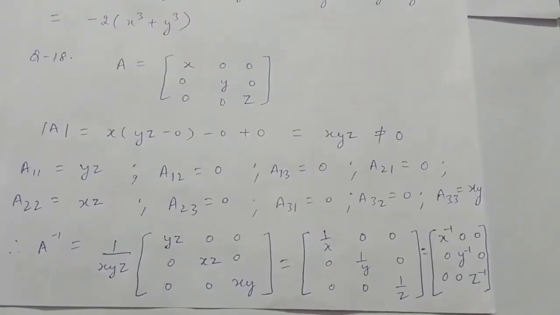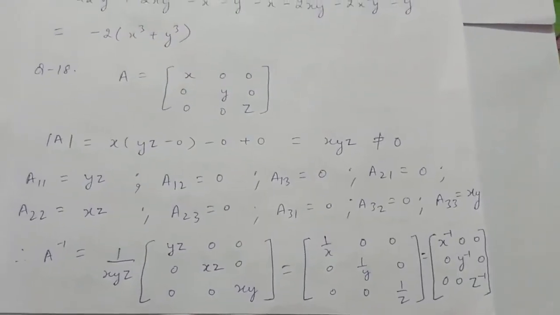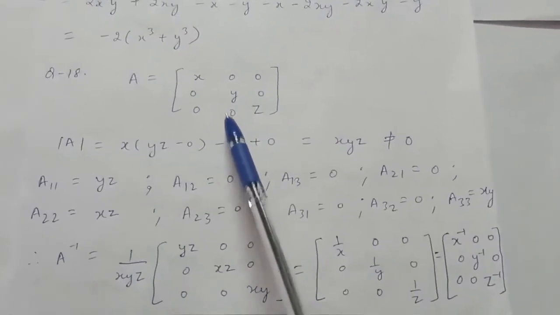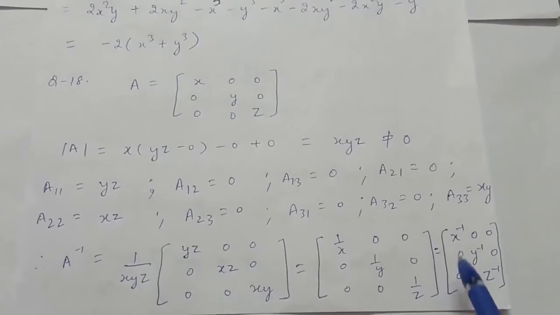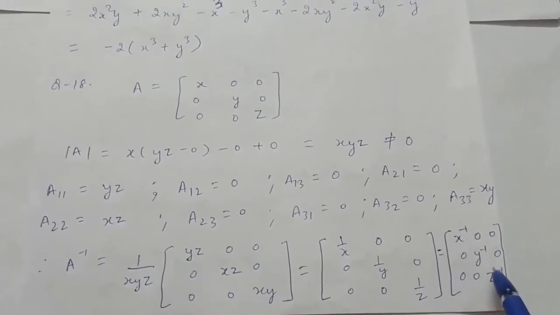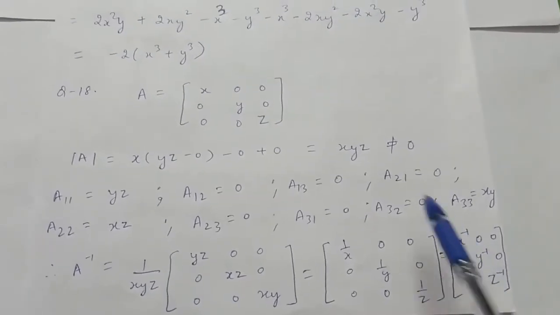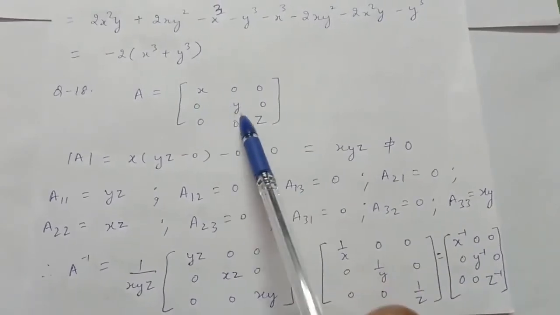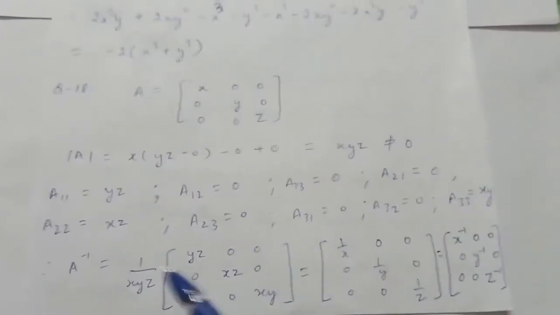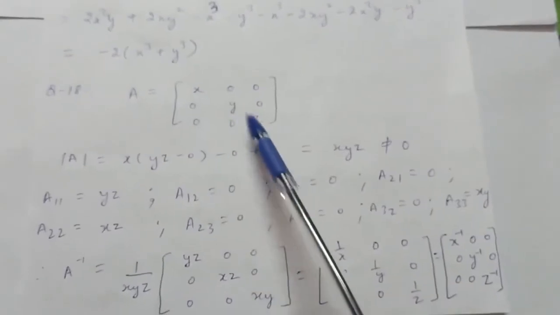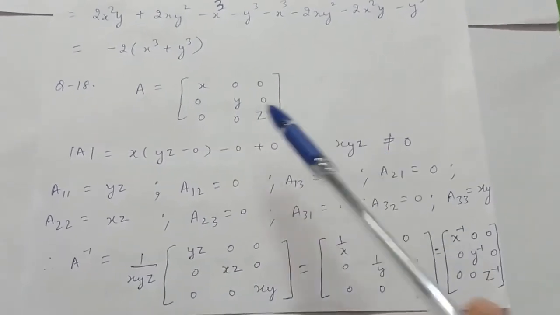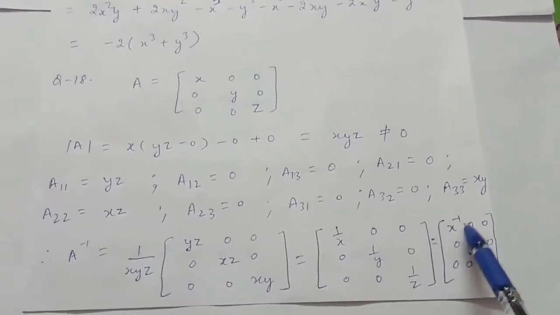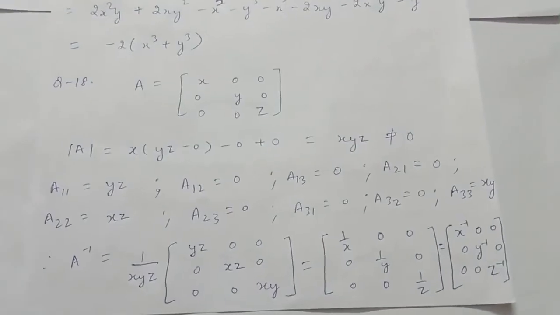Also, this question gives the result that if A is a diagonal matrix, then A inverse will also be a diagonal matrix, and diagonal elements of A inverse will be the inverse of the diagonal elements of A, right? Here the diagonal elements of A are x, y, z. So the diagonal elements of A inverse will be inverse of these elements, that is x inverse, y inverse, z inverse, and all other elements will be 0.